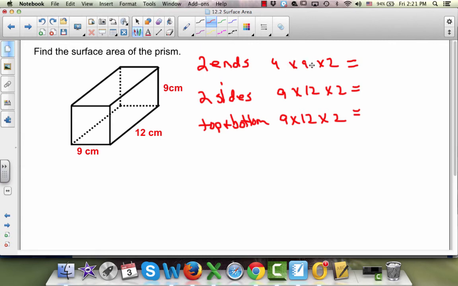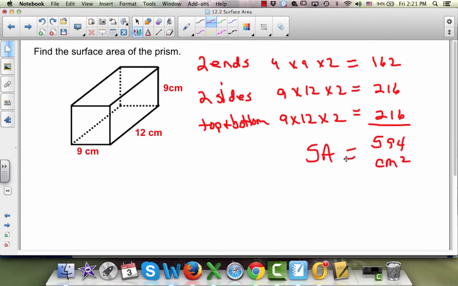So we figure this out. 9 times 9 is 81, times 2 is 162. 9 times 12 is 108, times 2 is 216. 9 times 12 is 108, times 2 is 216. We add these up and we get 594 centimeters squared. So the surface area is equal to 594 centimeters squared.